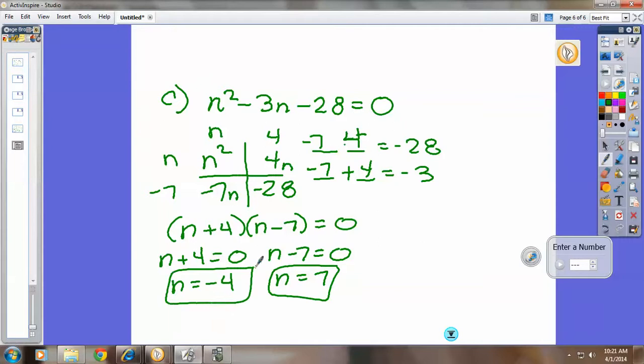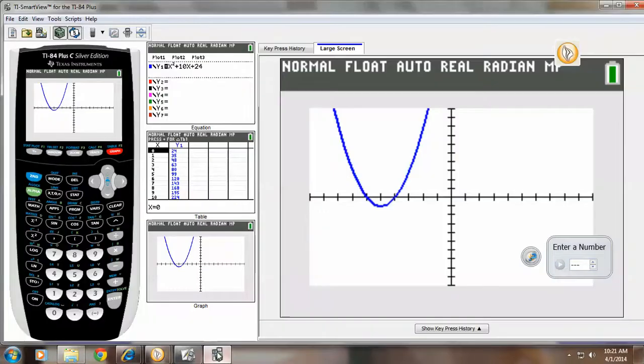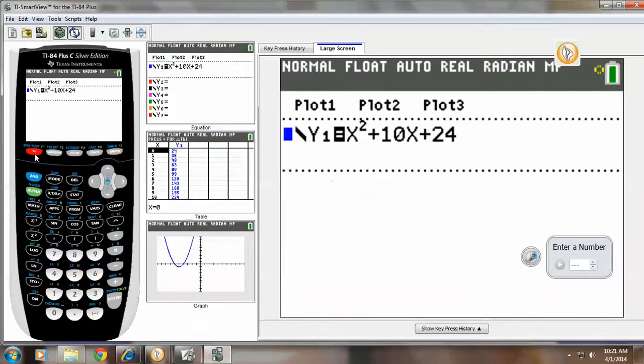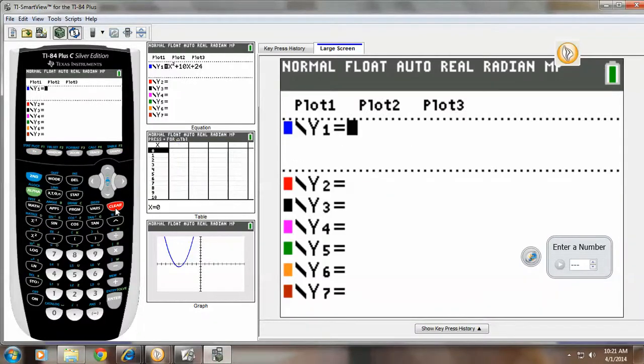So when we graph this, we should have zeros at -4 and 7, correct? Mm-hmm. Let's graph it and see if we do in fact have zeros here. So go to y equals and clear out anything that's currently there. Again, this time we're using the variable n. Let's go ahead and just use x to keep it uniform. So we have x squared minus 3x minus 28.